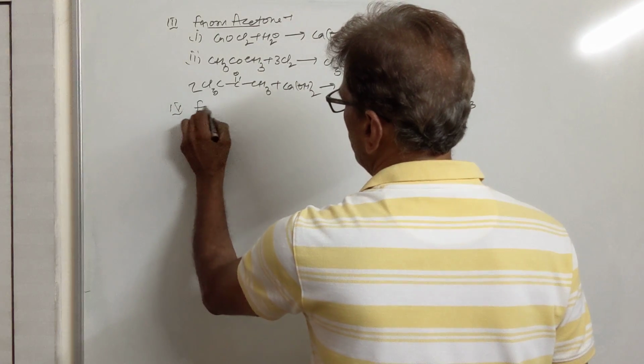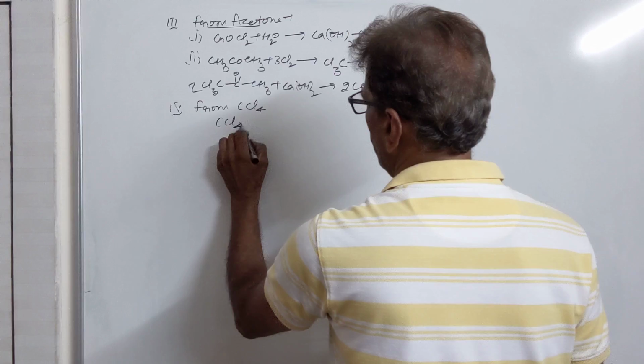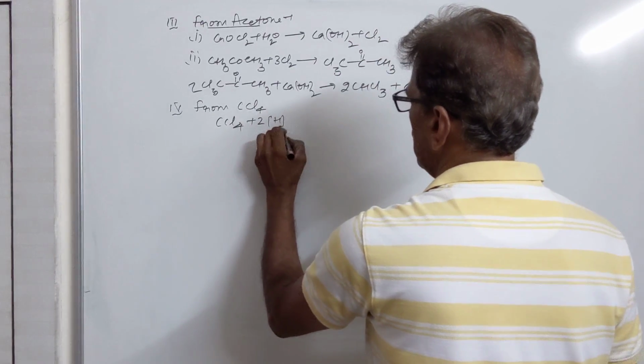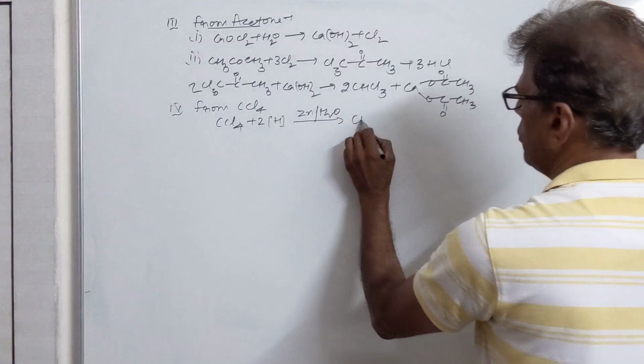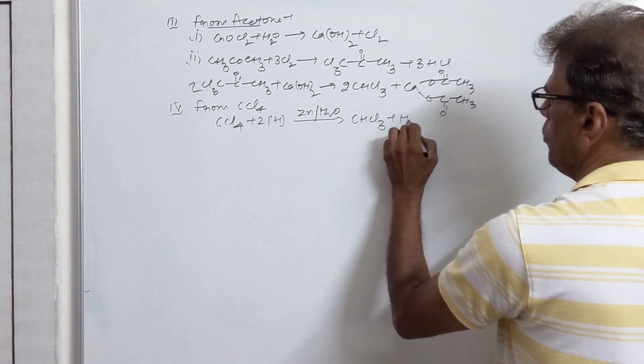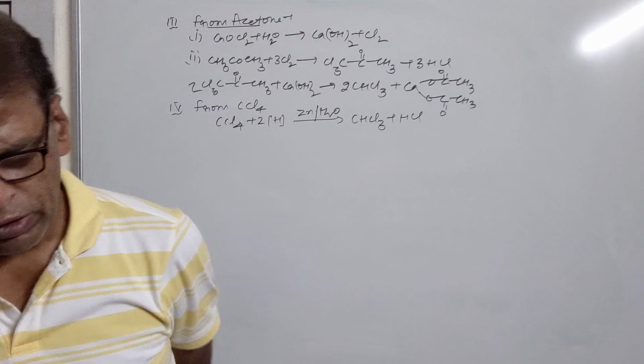Fourth method is from CCl4. CCl4, when treated with zinc and water, undergoes reduction to give you chloroform plus HCl. So these are the methods of preparing chloroform.